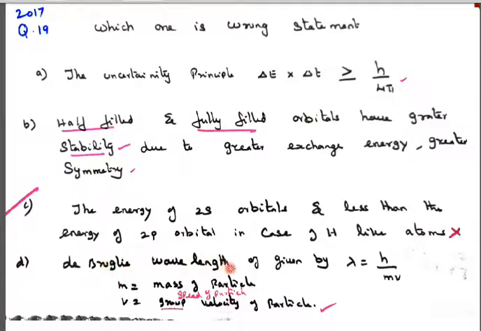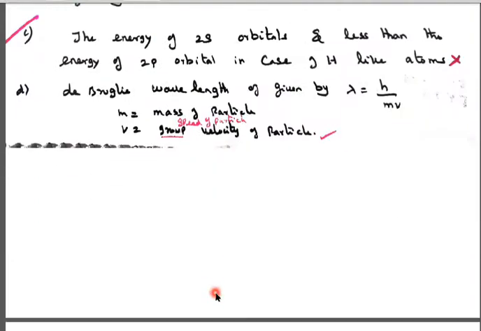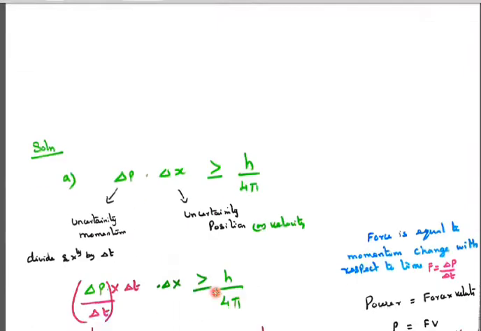The de Broglie wavelength is given by lambda is equal to h by mv. Mv is the linear momentum, so we can also write lambda is equal to h by p, or lambda is equal to h by mv, because m is the mass of the particle and v is the velocity of the particle. So let us see why it is a wrong answer.